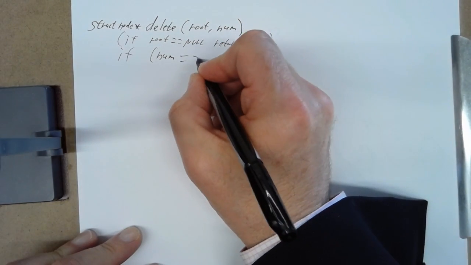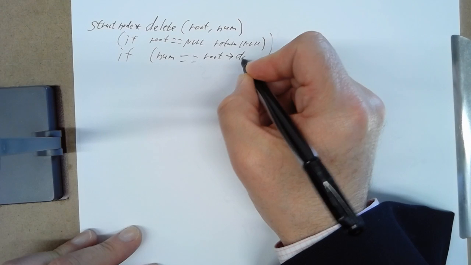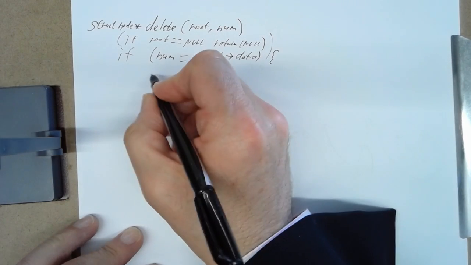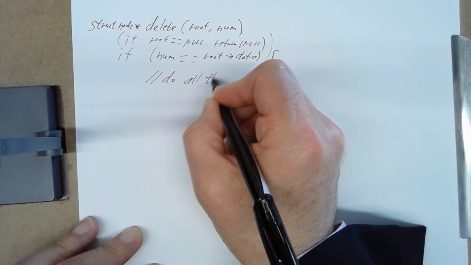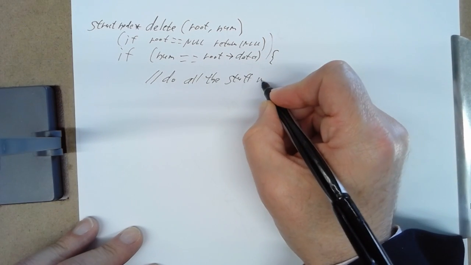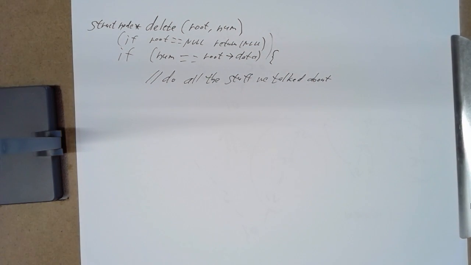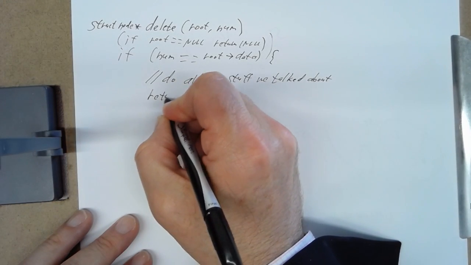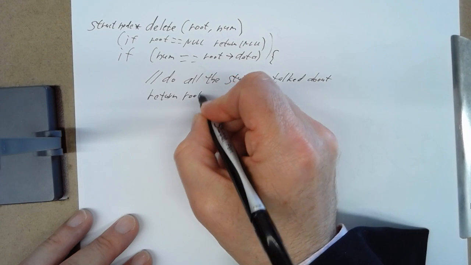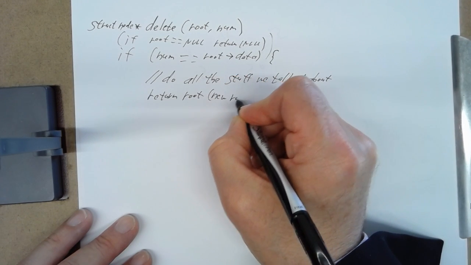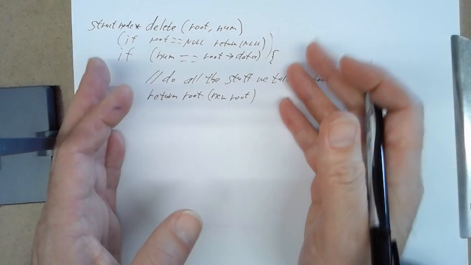So if our number is equal to the root's value, then do all the stuff we talked about. Find the largest node on the left, replace the root with that, and replace the node that you moved to the root with everything that was on its left. Or go on the right. Okay, and return root, whatever the new root is. Okay, so this is deleting the root.